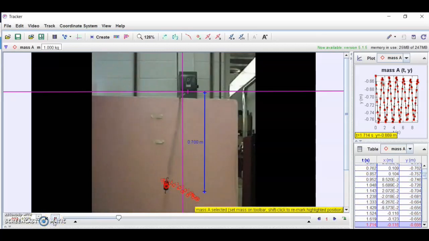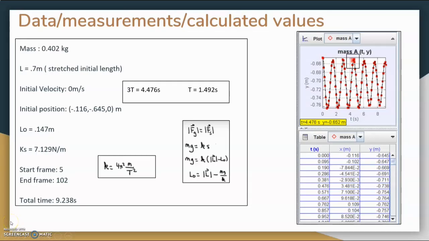To follow the path and position of the mass, I marked the center of mass of the weight over the time interval, which I started when the mass was pulled to the side at frame 5 and let it run until frame 102, so that the total time oscillating was 9.238 seconds. The essential values needed for the predicted model are the initial position and the initial velocity, which I found from the observed data.